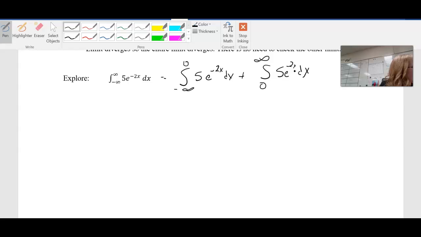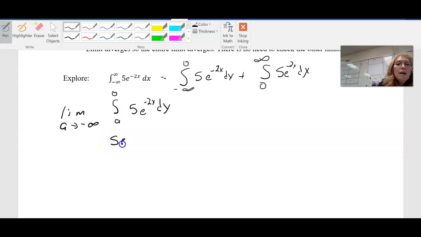Okay, we're going to come down here. We're going to have my limit. I'm going to use a this time just for fun. Negative infinity. So now we're going to go from a to 0 of 5e to the negative 2x dx. Let's do our antiderivative. So this is 5e to the negative 2x all over negative 2, all from a to 0. I forgot to write this over here: the limit as a approaches negative infinity.